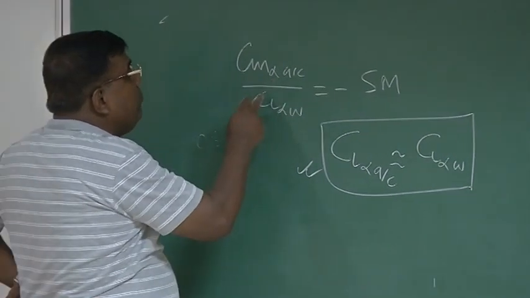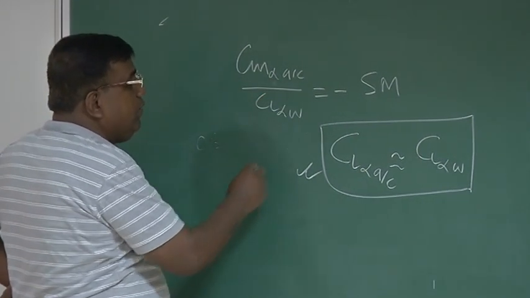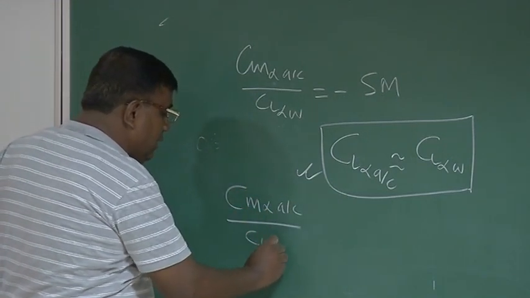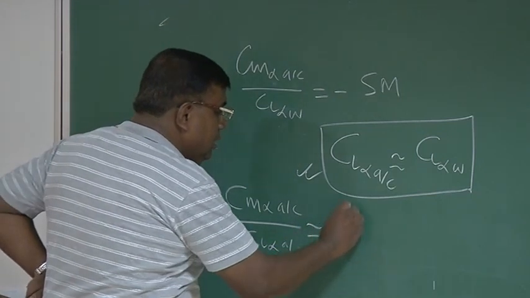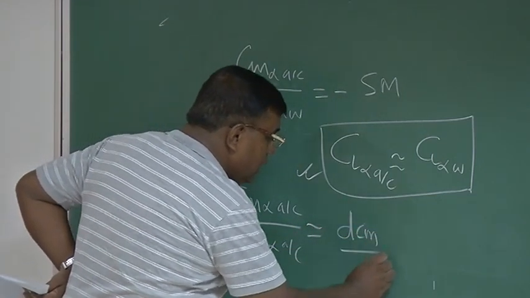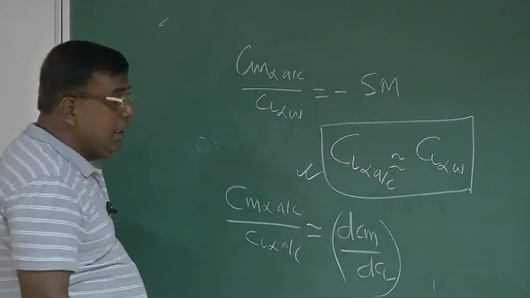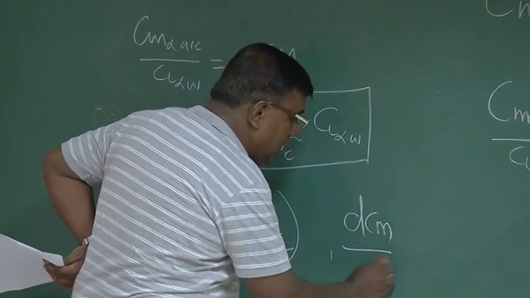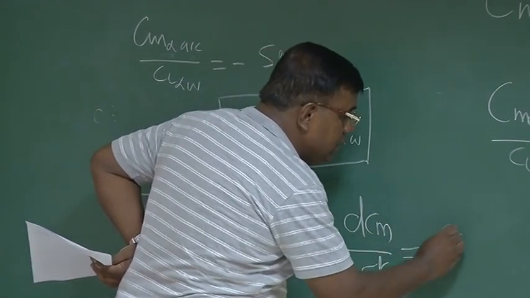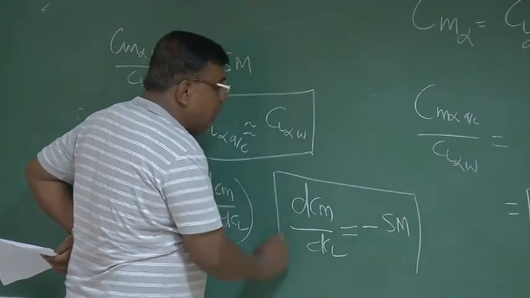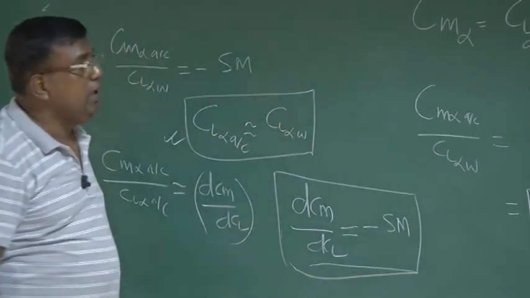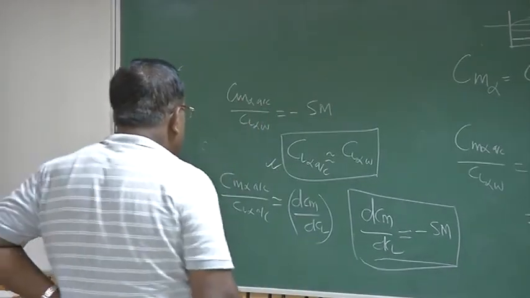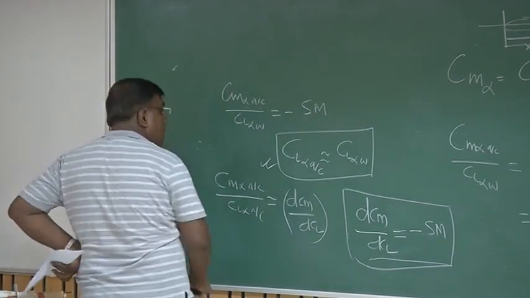Then I can write Cm alpha of the aircraft divided by CL alpha of the aircraft, and this is nothing but dCm by dCl of the aircraft. Hence, with this approximation, dCm by dCl of the aircraft is approximately equal to minus static margin. This is a wonderful result for a designer to design an airplane. That is why I am stressing at this point. Okay? You see how beautifully we use this for designing an airplane.